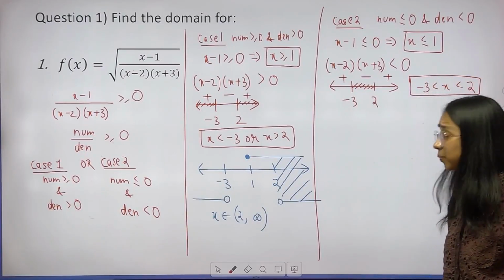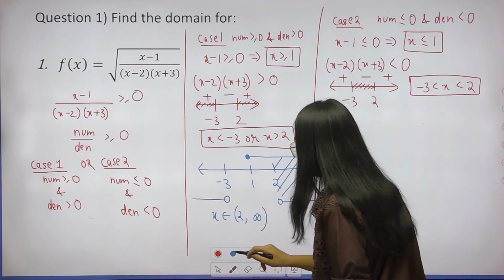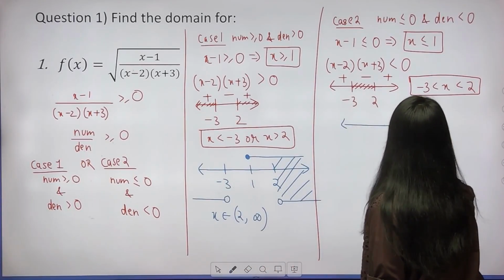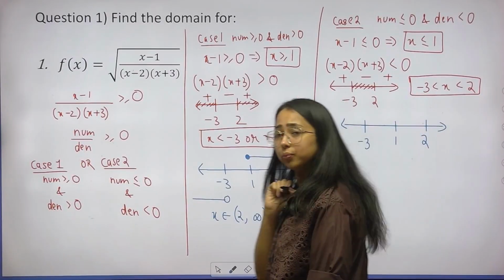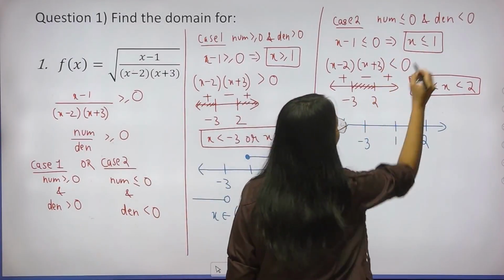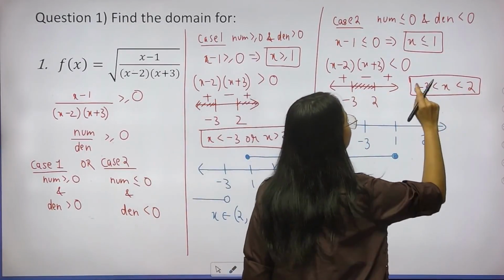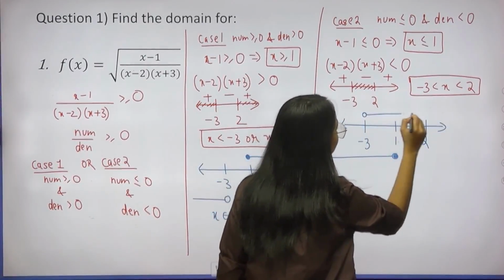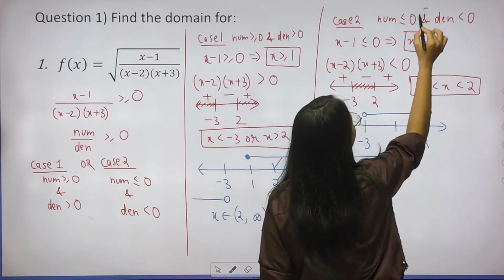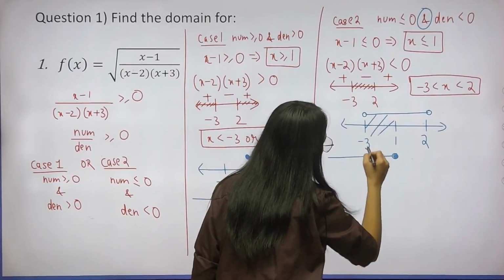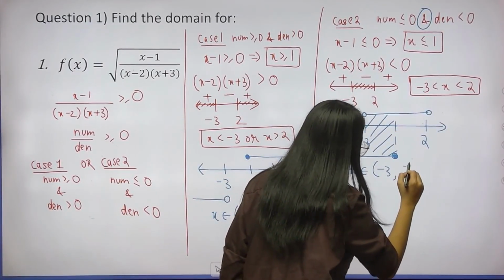Okay, so for the final answer, we need to combine both of them. We need to take the intersection of both the regions. Now we'll make the number line. We have three critical points again: minus 3, 1 and 2. Got it? So this says that x is less than or equal to 1. Okay, and this says that x lies between minus 3 till 2. Okay, now we need the intersection region because it is written and in between. So this will be your intersection region. So this gives us that x belongs to minus 3 till 1.